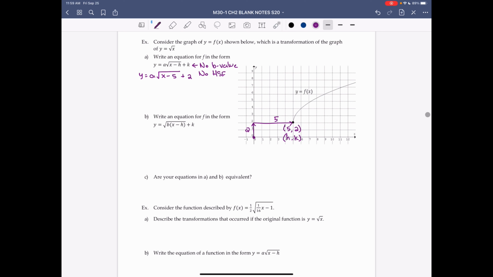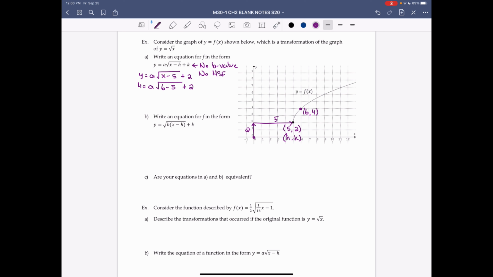Now we want to solve for a. We have enough information that we can do this algebraically using our function. We can find another point that's on the graph and sub that into our function for x and y, and then solve for a. Looking at my graph, I see that there's a point at 6, 4. I'm going to sub that in. My y value is 4 equals a, bracket 6 minus 5, and then plus 2 outside.